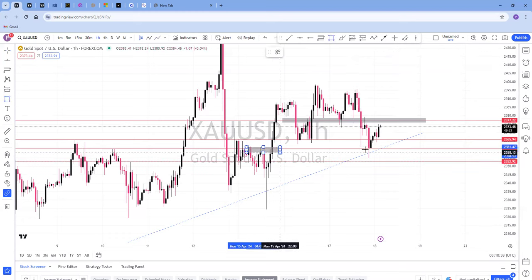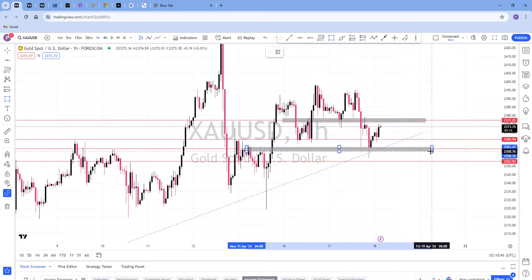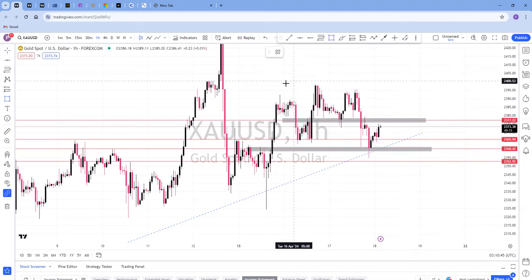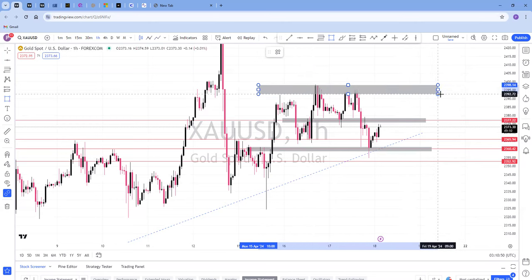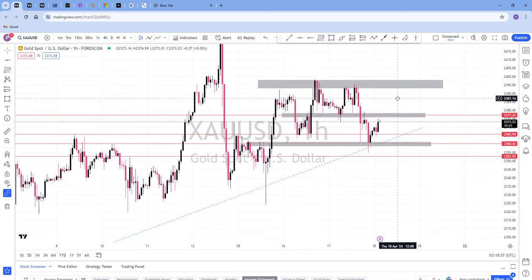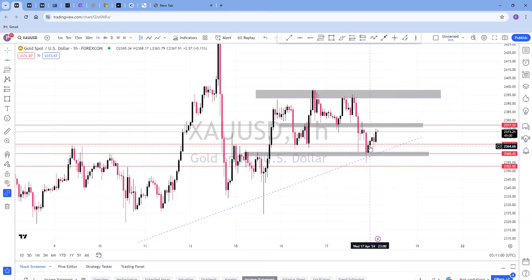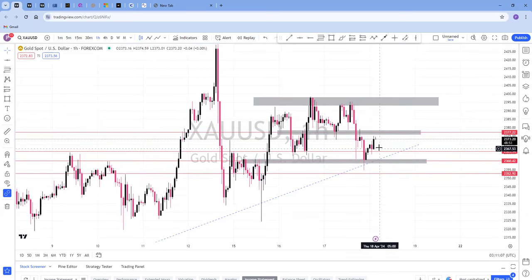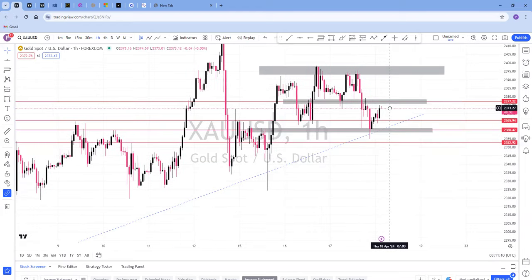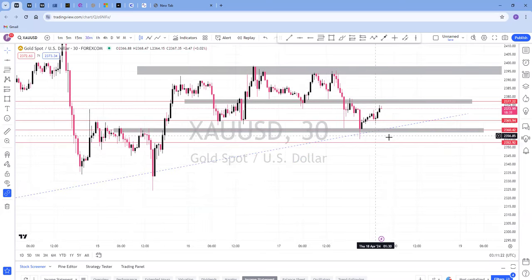So far, these are our zones for the day. Any of them where the market respects, we will get an opportunity. So we just need to wait until we get clear direction that the market is ready to push. Then we follow.